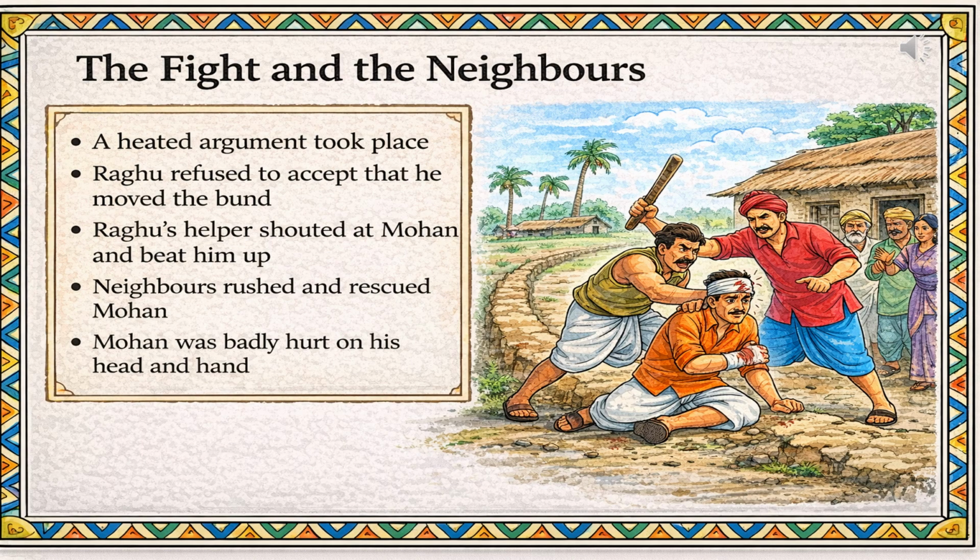Mohan went to question Raghu about the boundary bund. Raghu denied moving it, and an argument started. Soon Raghu's helper began shouting, and the situation turned violent. Mohan was beaten badly on his head and hand. Neighbors rushed in and rescued him. This shows that land disputes can become serious, so proper rural administration is important.